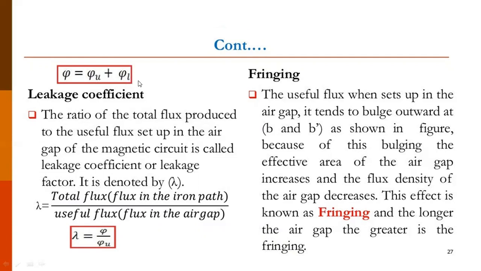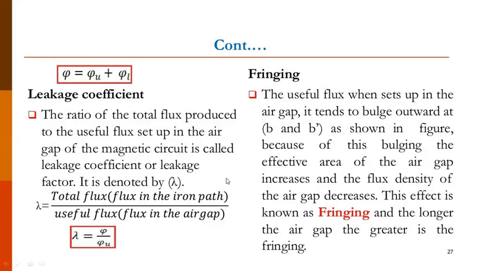Now let us see what the leakage coefficient is. This leakage coefficient is also known as Hopkinson's coefficient. The ratio of the total flux produced to the useful flux set up in the air gap of the magnetic circuit is called the leakage coefficient or leakage factor, and it is denoted by the Greek letter lambda. So lambda is always equal to total flux upon useful flux, that is phi t upon phi u.